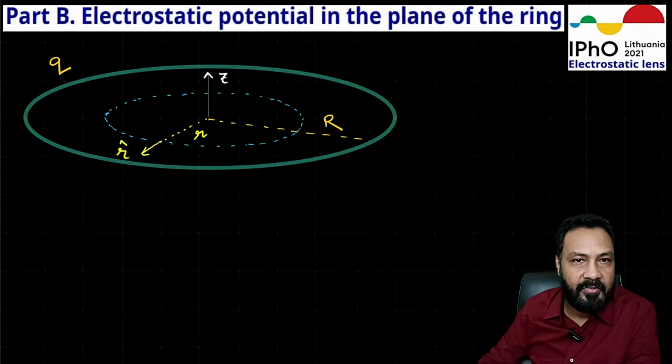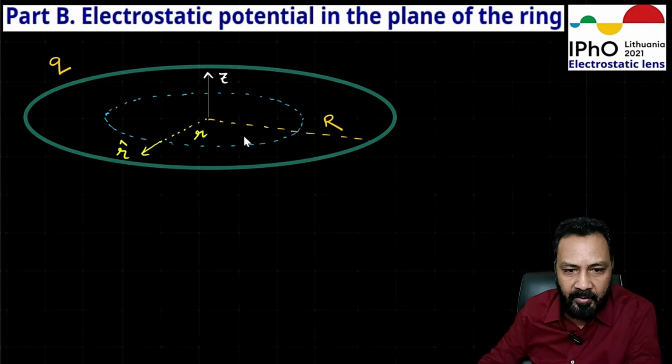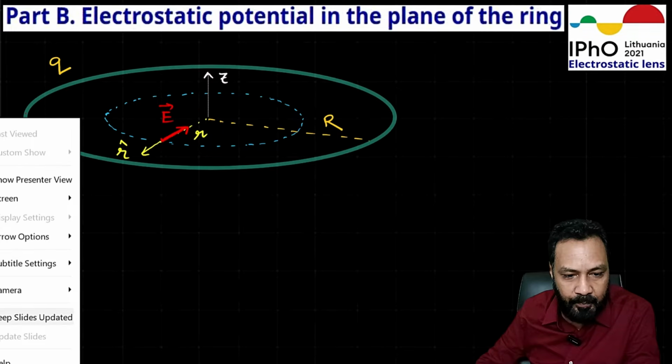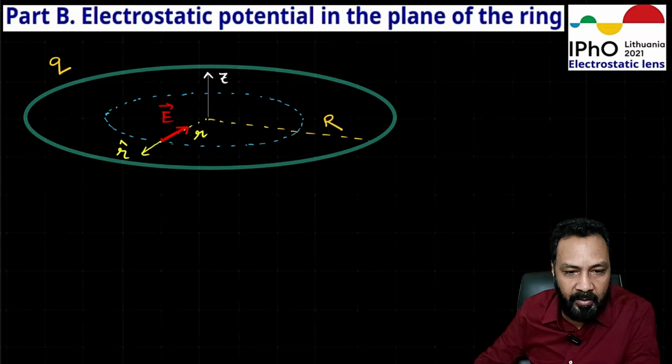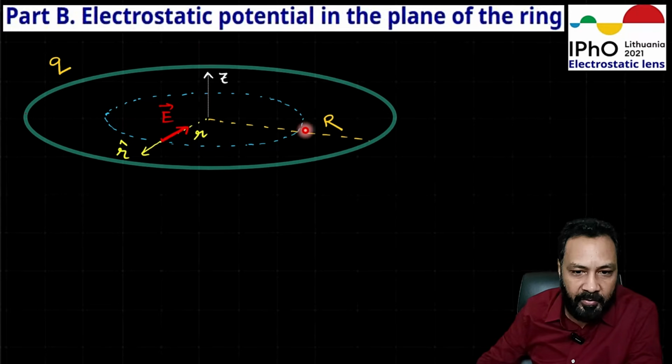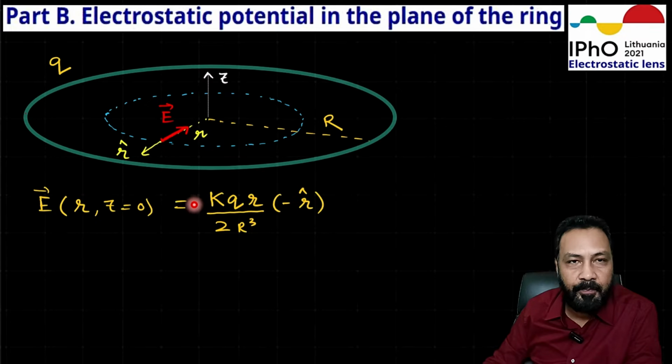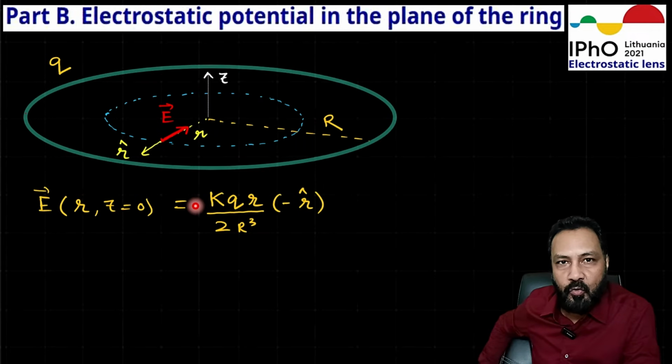So once again, that is a ring of radius r, in the plane of the ring. This is a point at a distance small r from the center. R cap is the radial away direction. At this point, if this ring is positively charged, the electric field would be inward. If it is negative charge, that will be outward. So the magnitude of the electric field is kq small r by 2r cube.